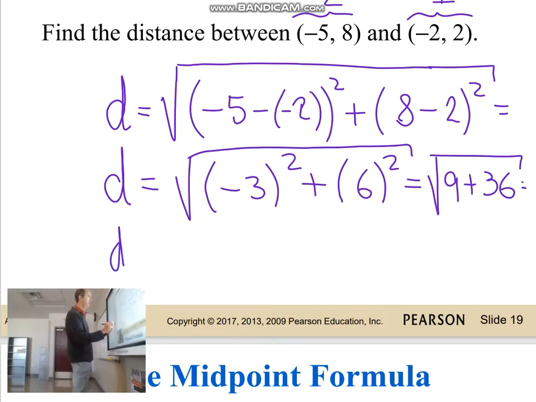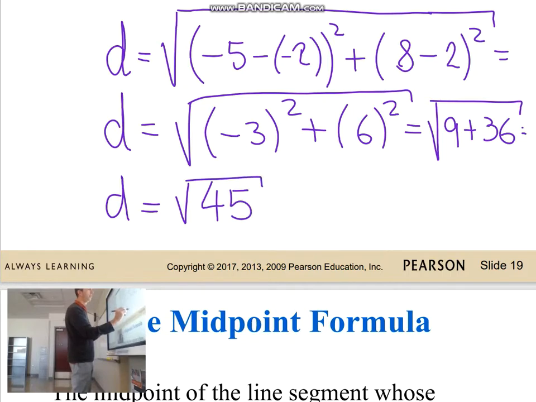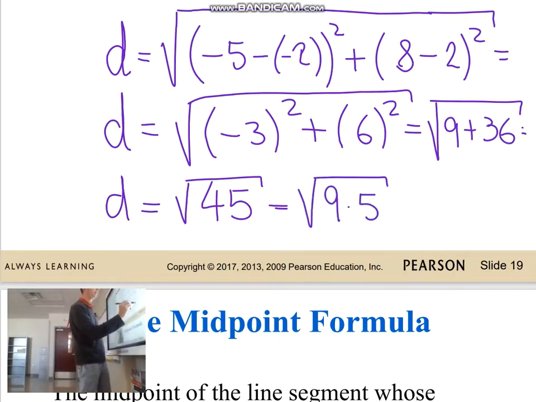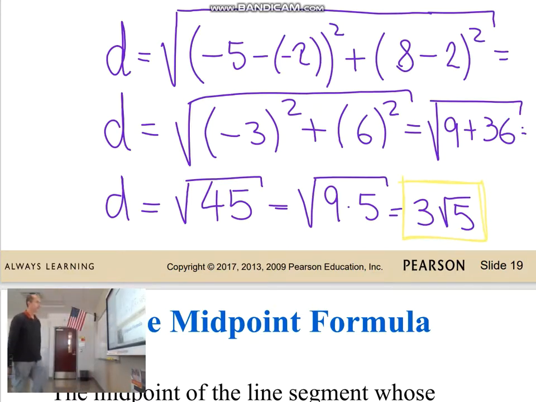The distance is the square root of 45. And this is not a perfect square, but we can simplify because we can write 45 as 9 times 5, right? And the square root of 9 is 3 times the square root of 5. This is the answer after the simplification.